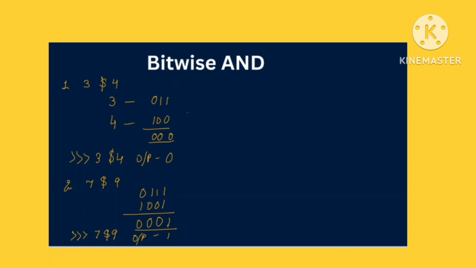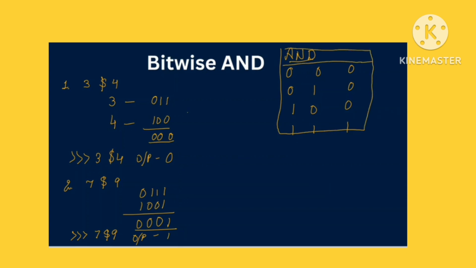Now for the third question, again we will solve using the AND. First we will see the AND truth table, if anyone is having a doubt. If both inputs are 0, you will get the output as 0. If one of the inputs is 0, then also you will get the output as 0. For getting the output as 1, both inputs must be 1. So again the third question we will be solving is 4 ampersand 9.